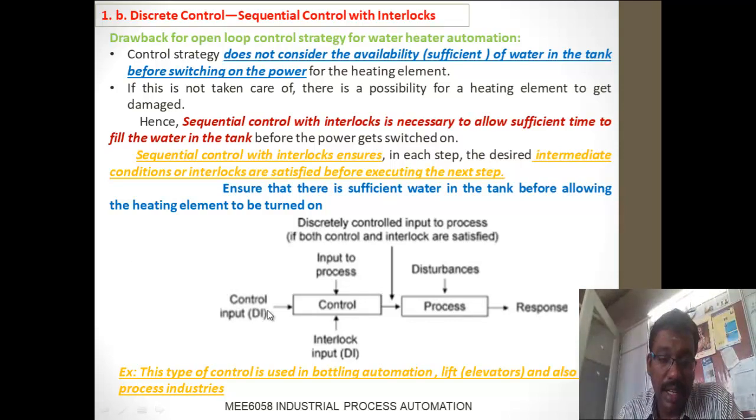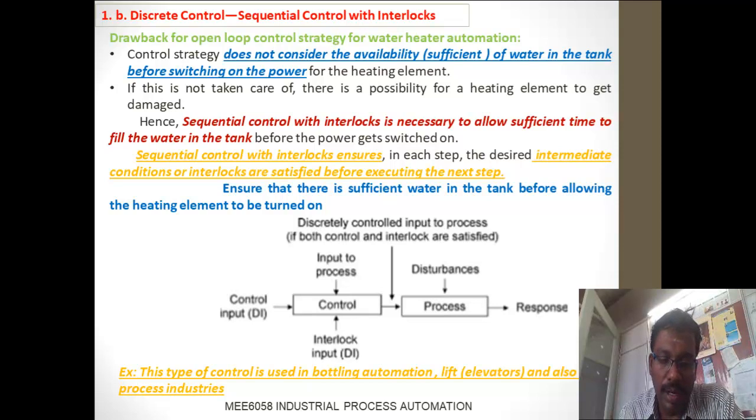So here, the control input process is taken care of sequentially, checking the interlocks. If the interlocks are okay, that means each and every previous step was executed properly, then it goes to the next process, and we can get the defined response. This discrete control is used in bottling automation and sequential process automation, for example in the paper industry, cement industry, water, and other process industries. Step by step only, we execute the process. We are not executing any parallel process to get the defined outcome.